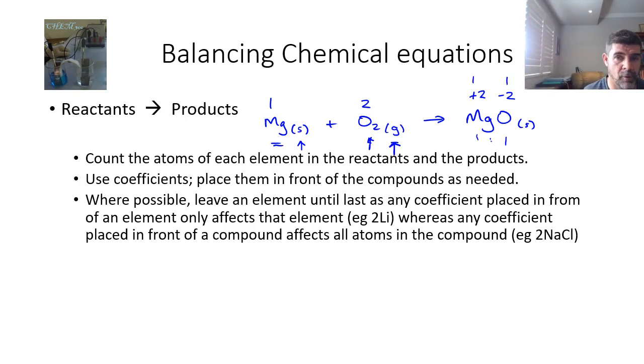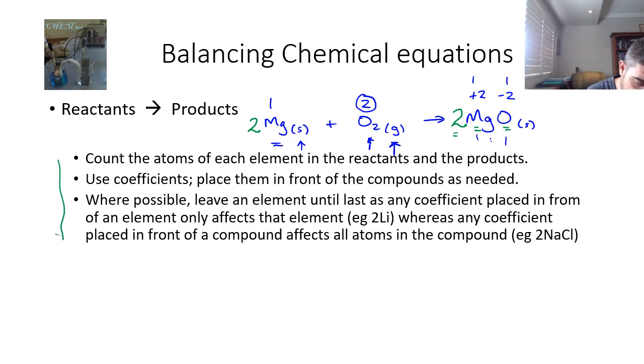Once we've written the form, and it's very, very important that you do this first, make sure that you've got your compounds right, then you can start balancing by putting coefficients at the front of each of these. So in this case, because we have two oxygens, we're going to put a 2 in front of the MgO. Now that 2 there means there's two oxygens, but it also means there's two magnesiums, which means I also have to put 2 in front of the magnesiums at the front. This means I have 2 Mg to 1 O2, and that gives me 2 MgO.